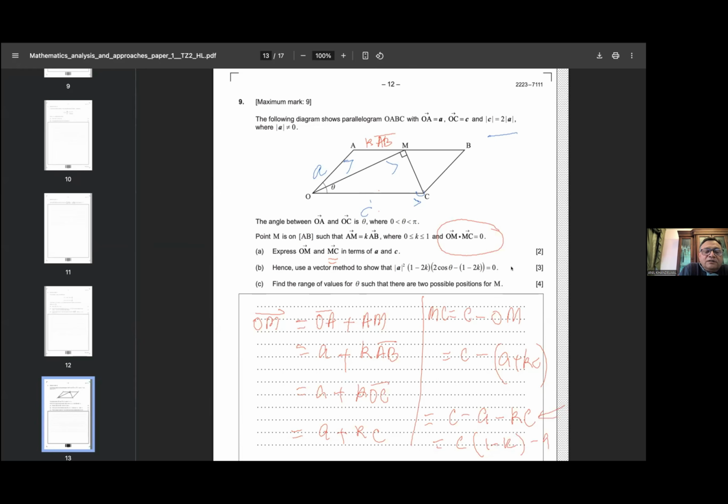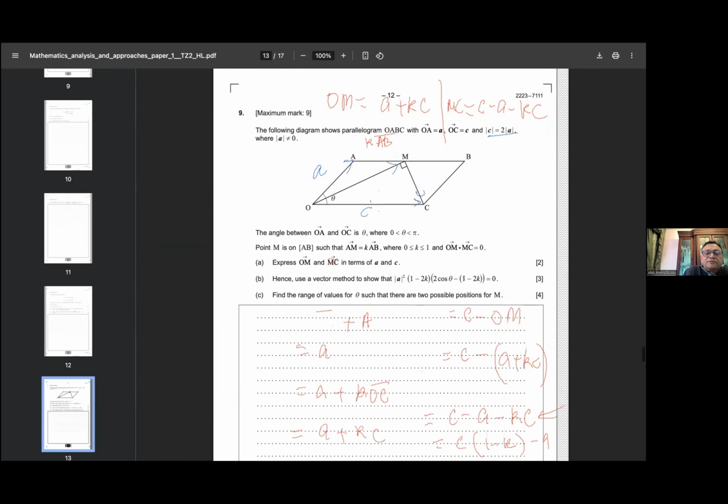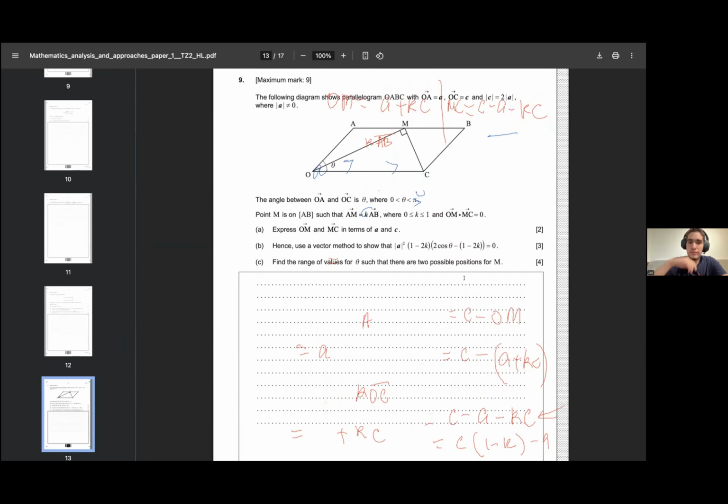So I'll have to erase this. We are doing OM. What we found is a plus kc. And MC is c minus a minus kc. So we'll do the dot product.